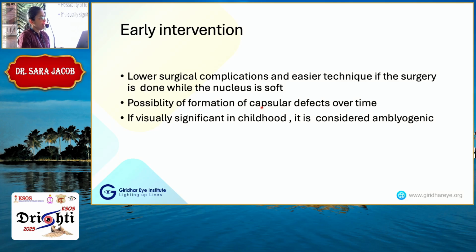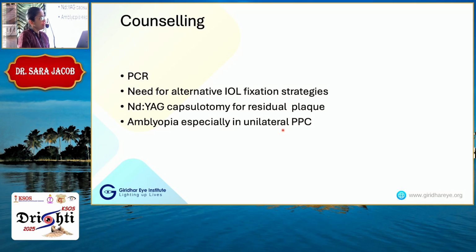Early intervention can be considered because when the nucleus is soft, the technique is easier, and also there is a chance of progression over time. And especially in childhood, if it is visually significant, it can cause amblyopia. So detailed counseling is very important.